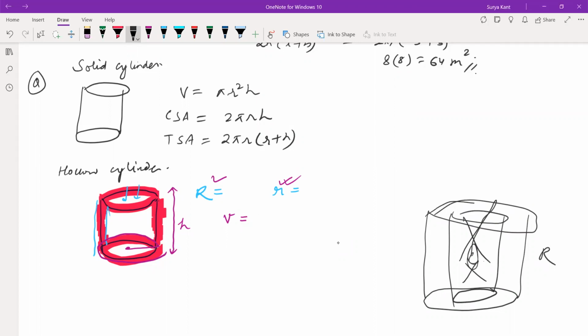So what is the volume of the bigger cylinder, Sugandhini? What is the volume of the bigger cylinder?